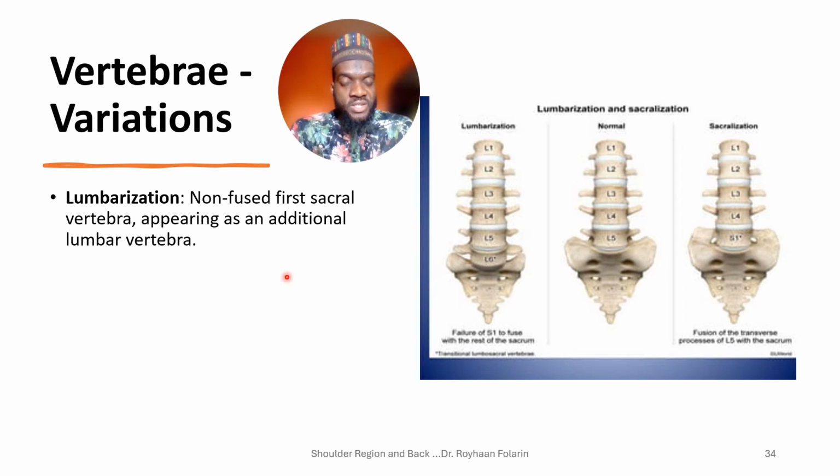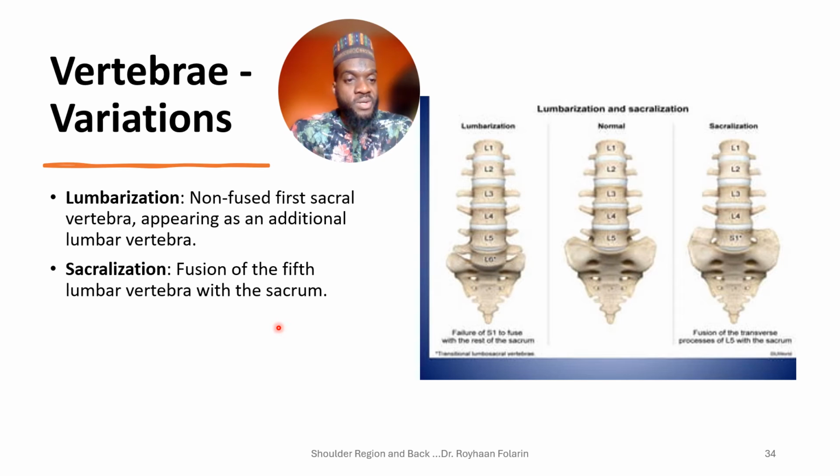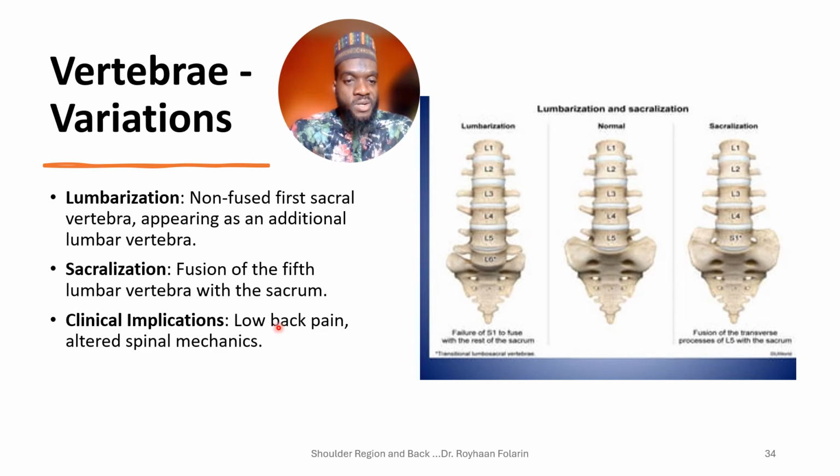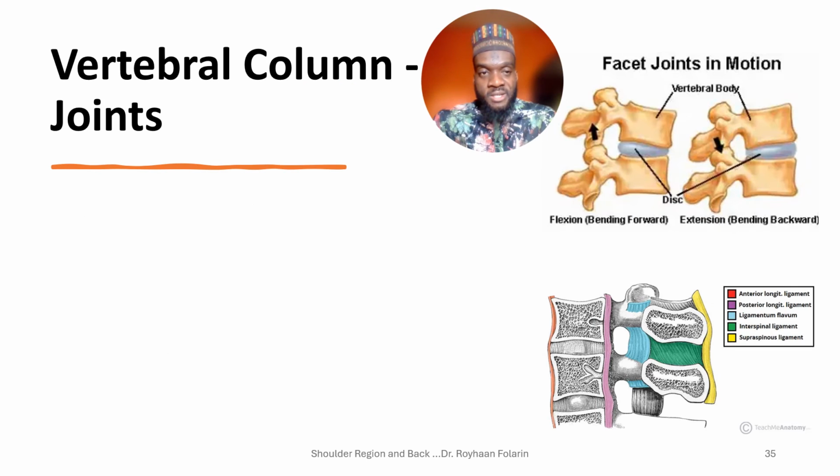So here is a further description of what I've just explained. Lumbarization is a non-fused first sacral vertebra appearing as an additional lumbar vertebra, while sacralization is a fusion of the 5th lumbar vertebra with the sacrum. The clinical implication of this is usually low back pain and altered mechanics of the spine.